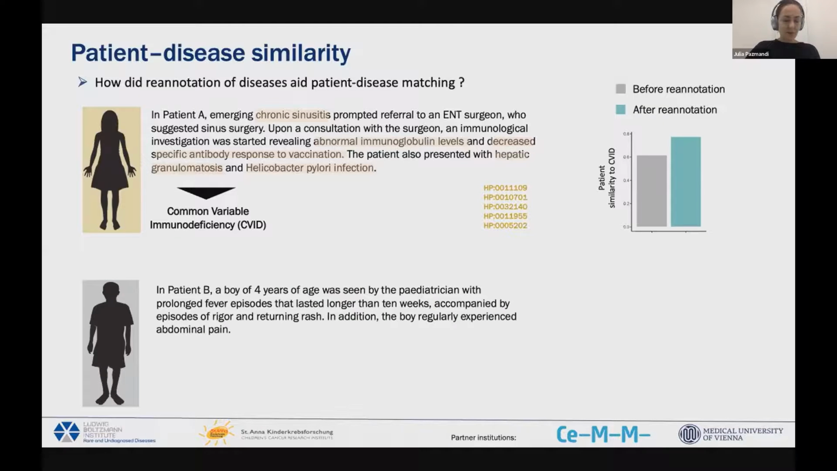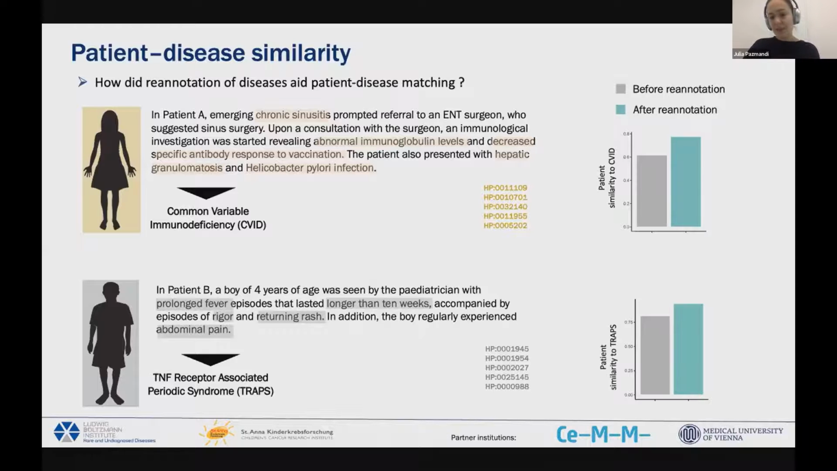Patient 2 goes to the pediatrician with the following description, and this pediatrician has a lot of expert immunologist friends, and they quickly come to a diagnosis of TRAPS. Well, as non-expert immunologists, what we can do with HPO is identify the phenotype terms, translate them to HPO terms, and compute the HPO-based similarity of this set of terms to TRAPS. And again, what we observe is that after the reannotation effort, the matching accuracy of patient phenotypes to TRAPS increased.